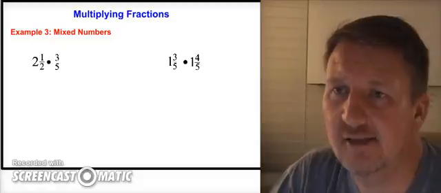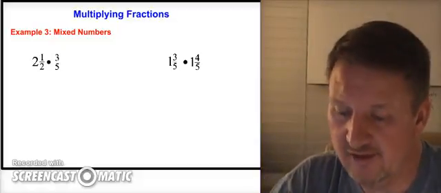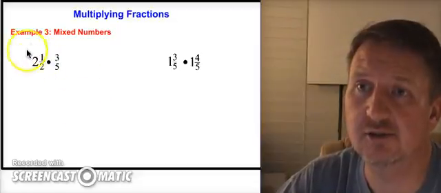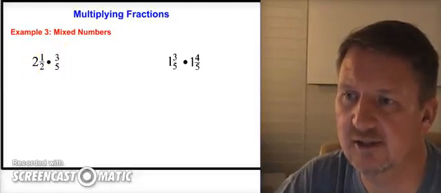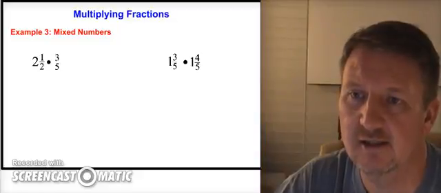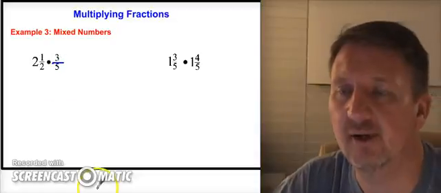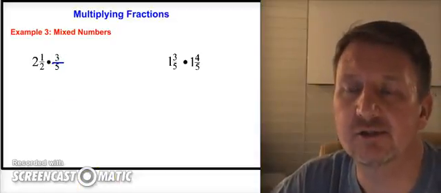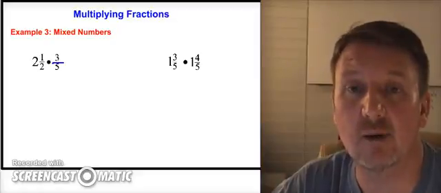Okay, so our last example is multiplying mixed numbers. On the left, we're going to work with this one first. It is 2 1/2 times 3 over 5, and I actually need to have a fraction bar right here, and for some reason it doesn't show up. Anyway, so how you do this is you have to turn your mixed number into an improper fraction.